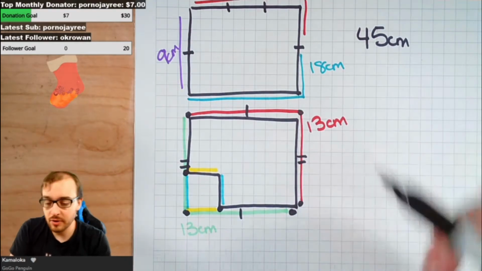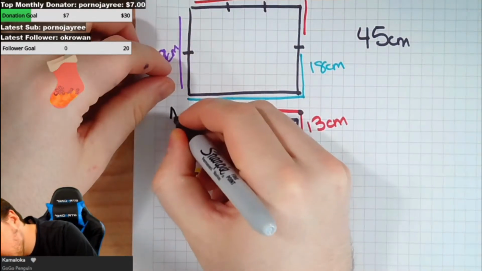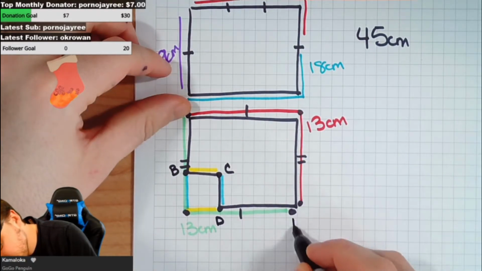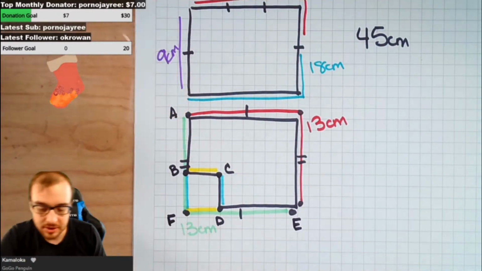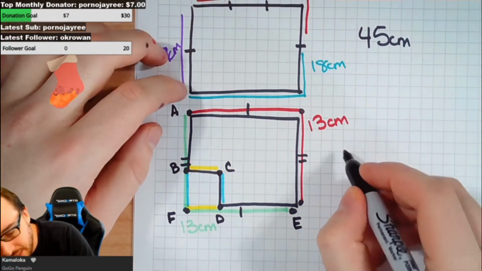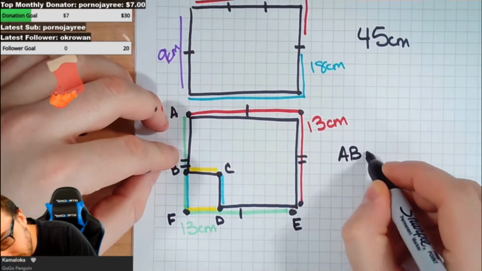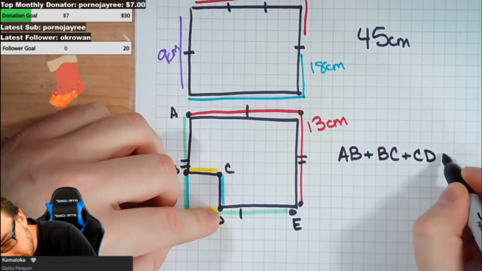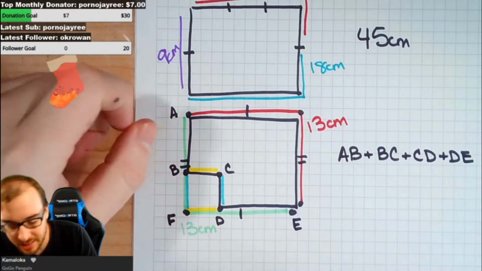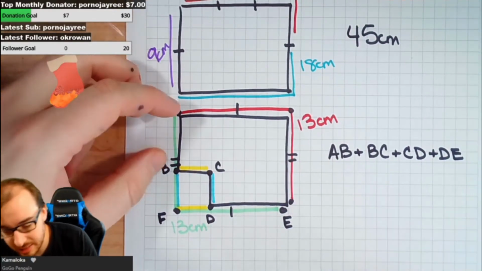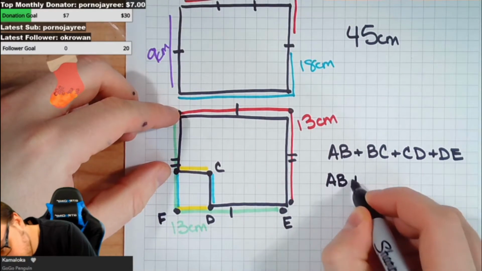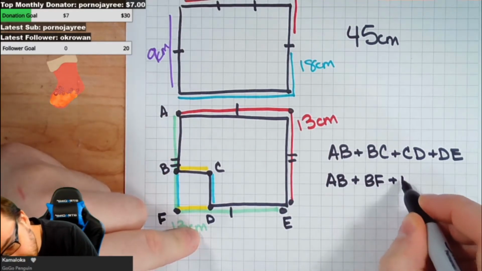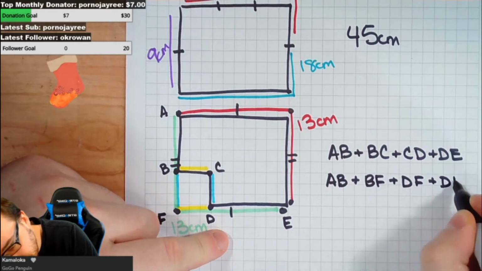So we've got this segment right here, which I could call A, B. Let's do A, B, C, D, E, and we'll call this F. So it looks like one way around, we've got AB plus BC, this is the actual shape, plus CD plus DE. And the other way around, we've got AB down to here plus BF plus DF plus DE.